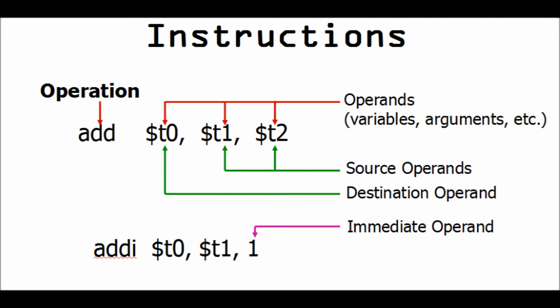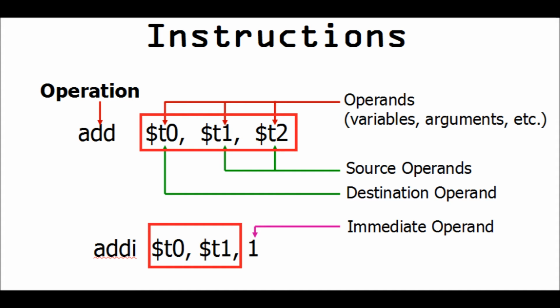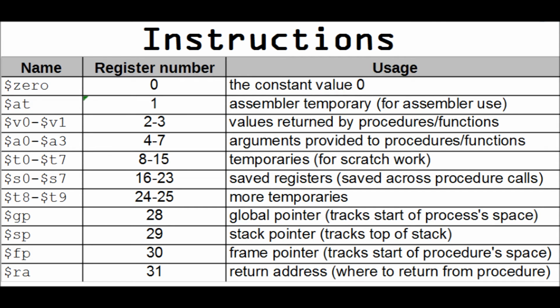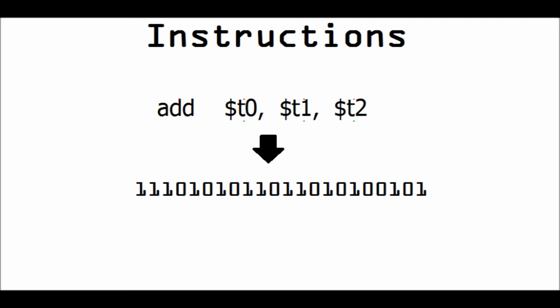The first part here is the operation argument, and that tells the processor what it's supposed to do, what operation it's supposed to execute, and the rest of the arguments are operands, which feed into the operation. So variables, arguments, etc., and they can be either registers or immediate values. Now, a register is a small data holding unit inside the CPU itself, which holds scratch variables and temporary data. Now, all instructions are fundamentally coded in binary and stored as binary numbers.